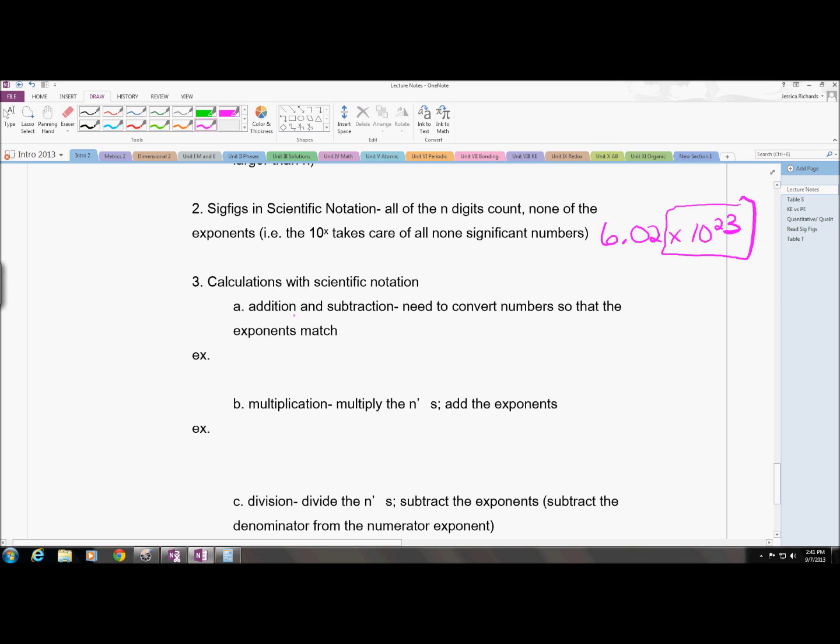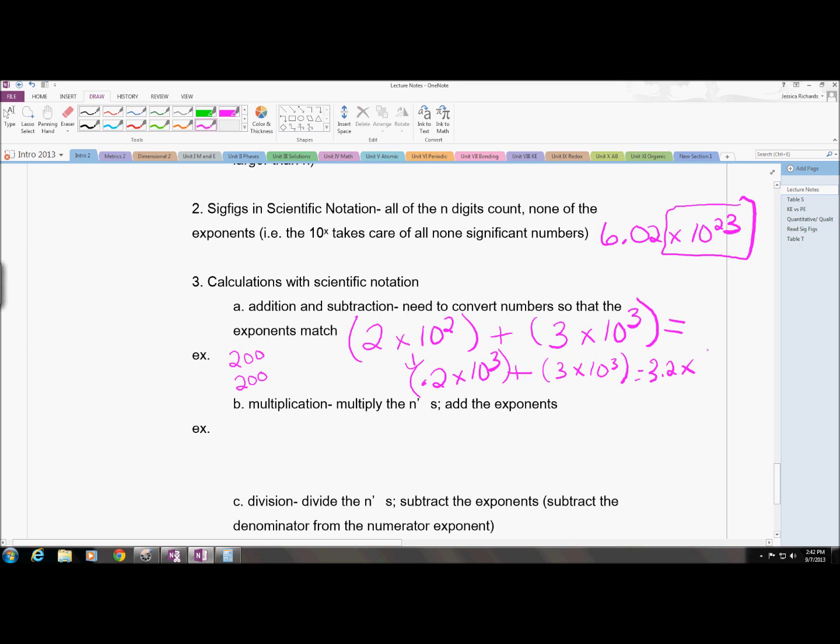When we do scientific notation, if you're adding and subtracting, you have to convert the numbers so the exponents match. So for example, if I have 2 times 10 to the second plus 3 times 10 to the third, I either need to make this one to the third or this one to the second. So if I convert this to the third, what I have is 0.2 times 10 to the third. Because 2 times 10 to the second is going to be 200, and 0.2 times 10 to the third is going to be 200. So these are actually the same number. Now that the exponents match, I can do 0.2 times 10 to the third plus 3 times 10 to the third. You just add up the numbers. 3 plus 0.2 is 3.2 times 10 to the third.